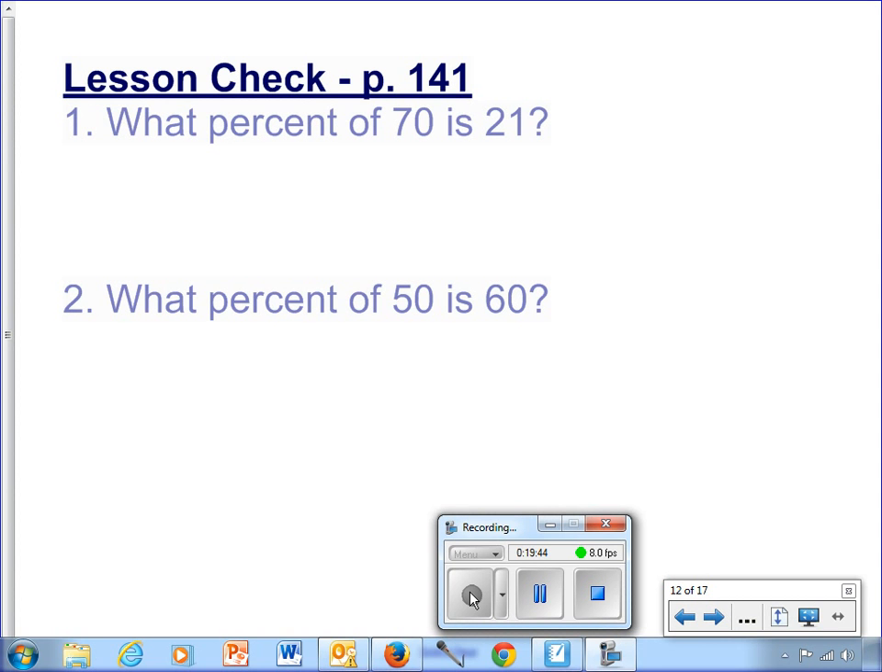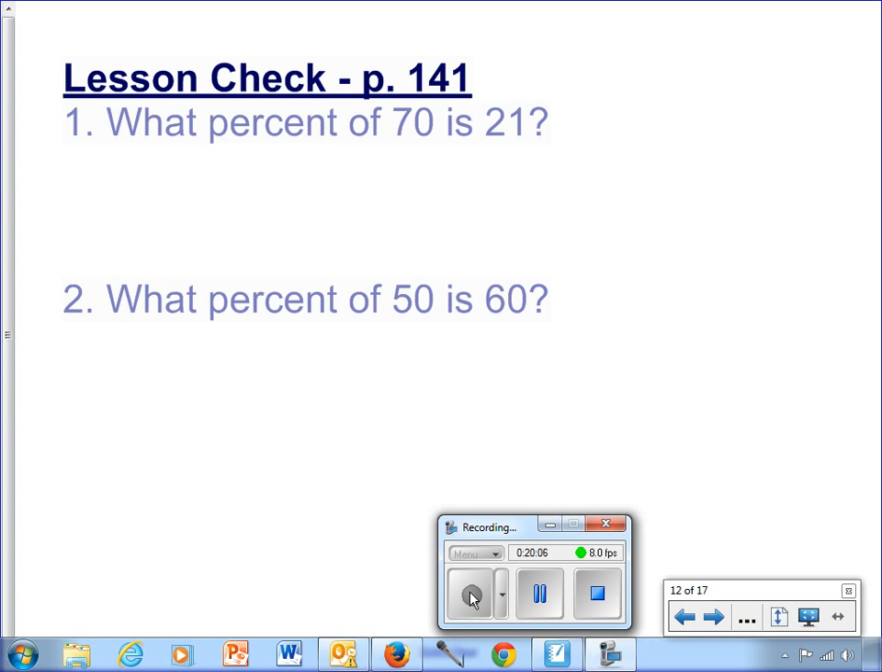For those of you that would like another example, then stay tuned. I will show these in 2 different ways. I won't solve them both the same way, but I'll use a percent equation for one and I'll use a proportion for the other. All right, so number one, what percent of 70 is 21?